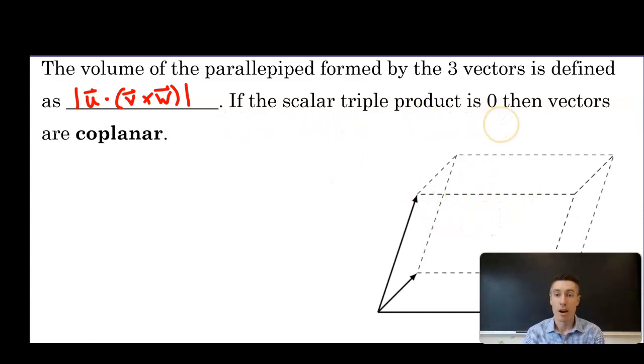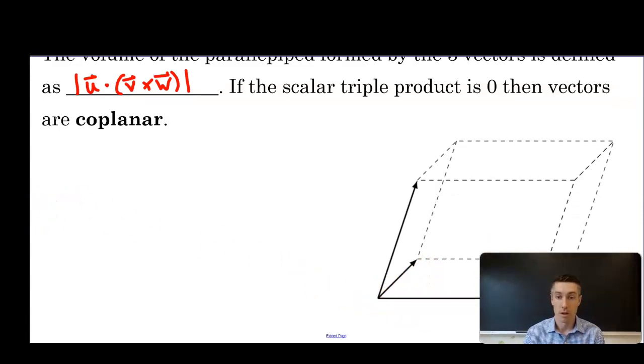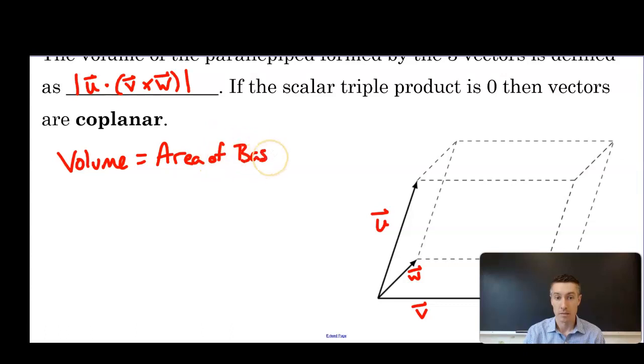If the scalar triple product is 0, then the vectors are coplanar. Basically that means that the parallelepiped has no volume, and that's only going to happen if this vector that's coming off of the plane is actually on the same plane as the other 2. So if this was vector U, this was vector V, this was vector W, right? The volume of the parallelepiped would be the area of the base times the height.